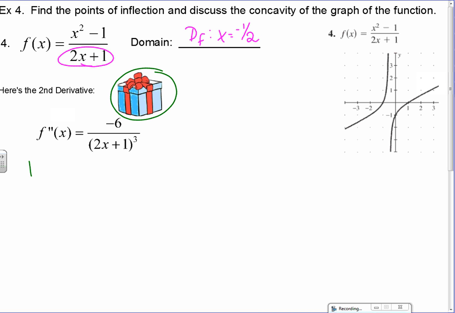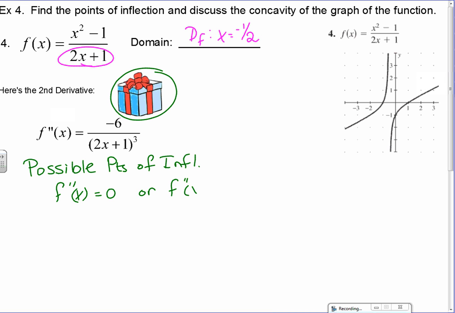So how do I find my possible points of inflection? I look for places where the first derivative is equal to 0, or where the second derivative is equal to 0, or the second derivative is DNE. Okay, on the top, the only thing we've got is -6. Will -6 ever equal 0? Nope. So we have none coming from here.